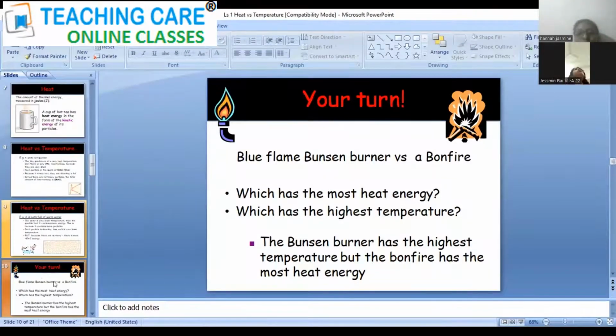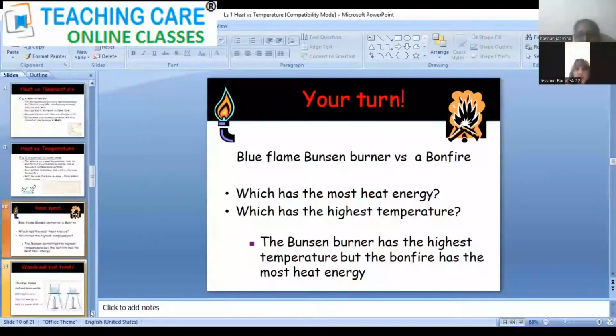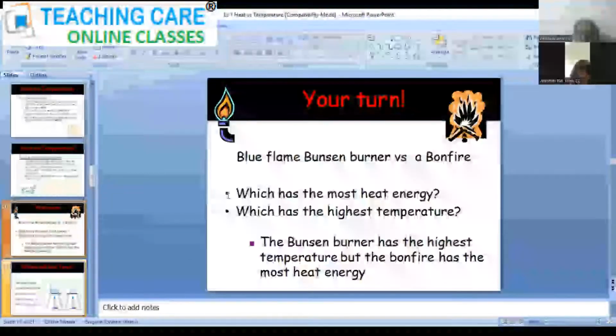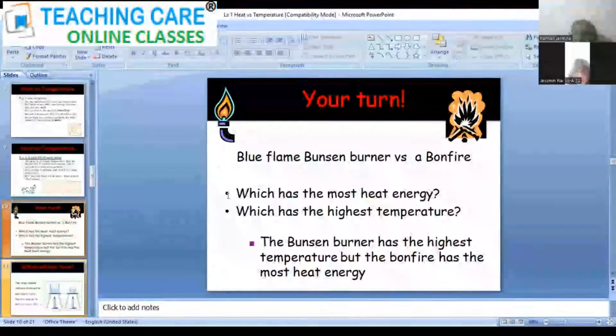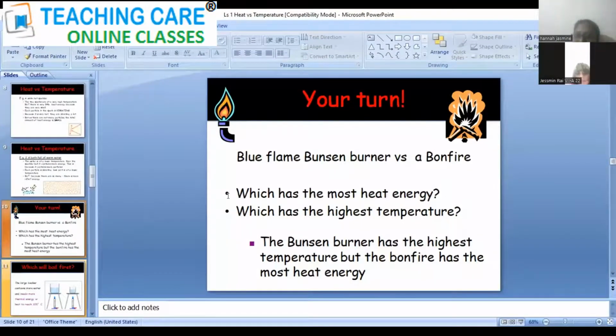Why do you think like that? Ma'am, because maybe it is a blue flame. Yeah, because in the bonfire, there's more matter. The wood will be reacting, so there's more particle collision, so the heat has been transferred out. Whereas in the Bunsen burner, the gas has already been fueled up, and so the temperature will be higher. Okay, ma'am.